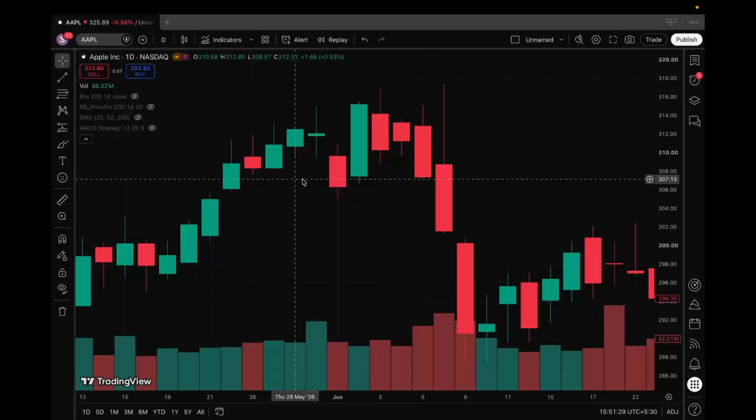It's very simple. For now, all you need to remember is: big green candle with no wicks, buyers are completely in control. Big red candle with no wicks, sellers are completely in control. Long wicks on both sides, nobody's in control. Market is basically confused. Long top wick, sellers are fighting back. Long bottom wick, buyers are fighting back. That is basically candlestick reading in its simplest form.